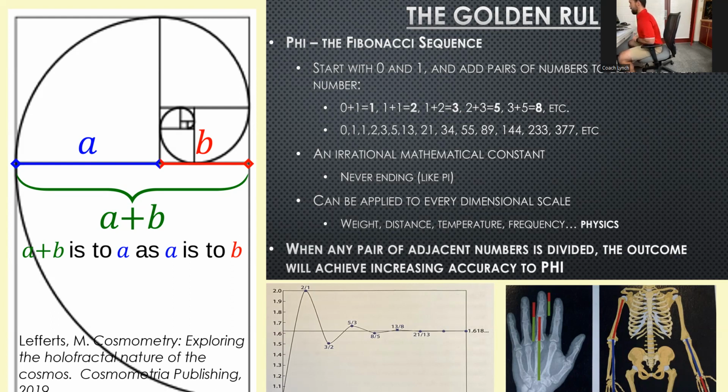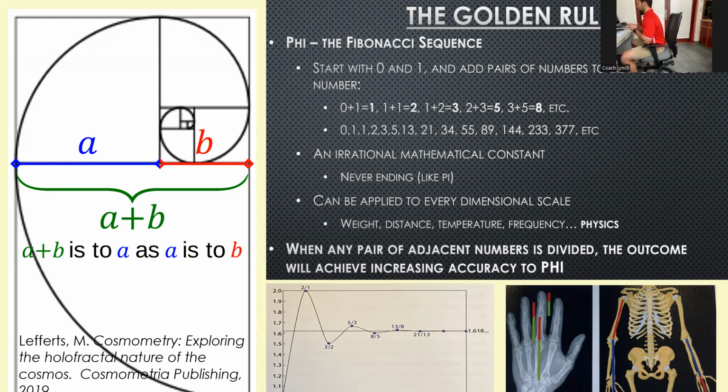The Fibonacci sequence essentially is: if you start with a 0 and 1 and you add those two numbers together, and then you keep doing that over time, you get this sequence. So 0 plus 1 is 1, then 1 plus 1 is 2, then 1 plus 2 is 3, and it goes on continually. Math calls phi an irrational mathematical constant, similar to pi, a number that's never ending. It's expressed in a decimal as 1.618, and then it just keeps going.